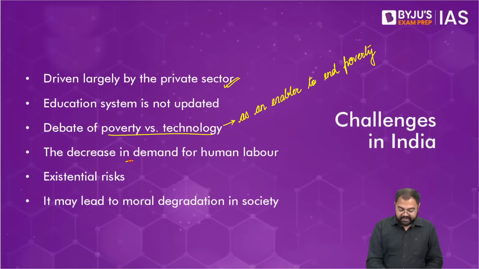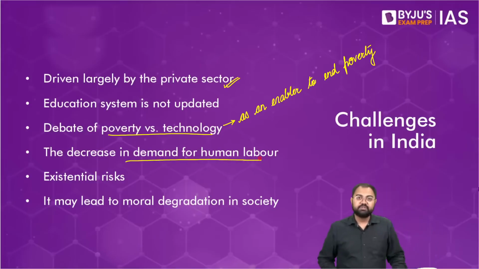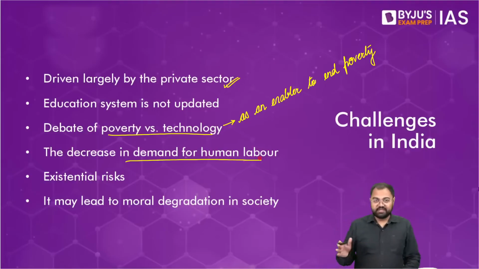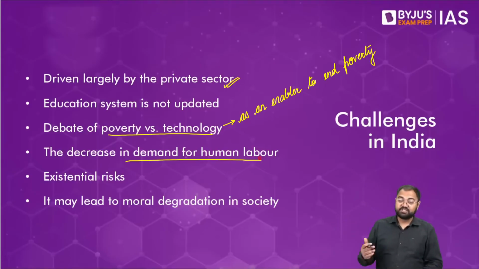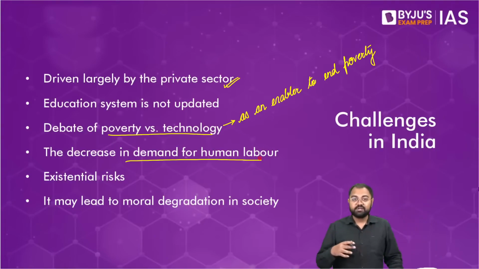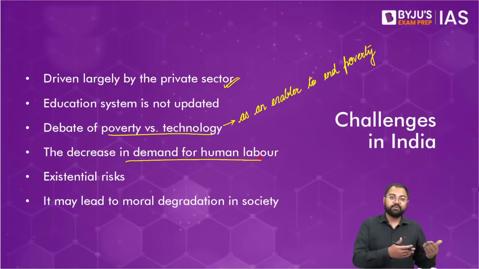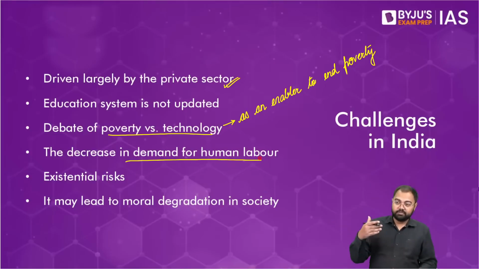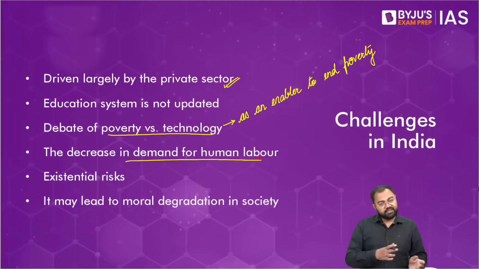Then, a possible decrease in demand for human labor, something that we also discussed with robotics. The same is the case with artificial intelligence. Especially in technology today, we are seeing a lot of layoffs in technology-based companies, the biggest companies of the world. A lot of people have been losing their jobs because systems are being automated. There are software engineers who are not required anymore, because ChatGPT can do that work. And we have seen a lot of such cases.